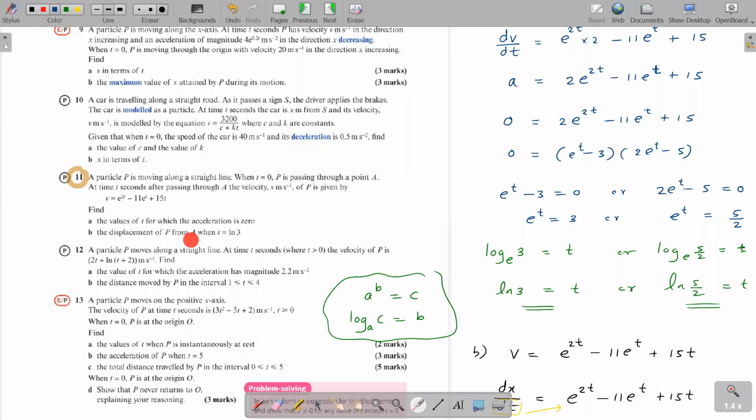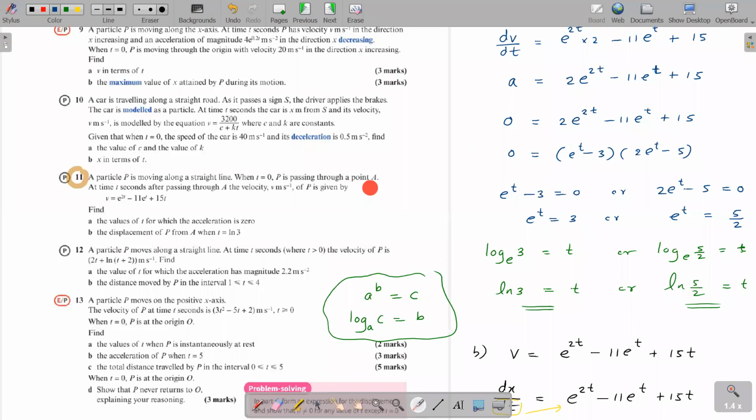If you check here, they ask you to find the displacement of p from a, not from anywhere else. Over here also, when time is 0, particle p is passing through the point a. And they said that time t seconds after passing through a, the velocity v of p is given by this equation. So basically, they are asking you the displacement of p from a, from the place where we started, from the point a.